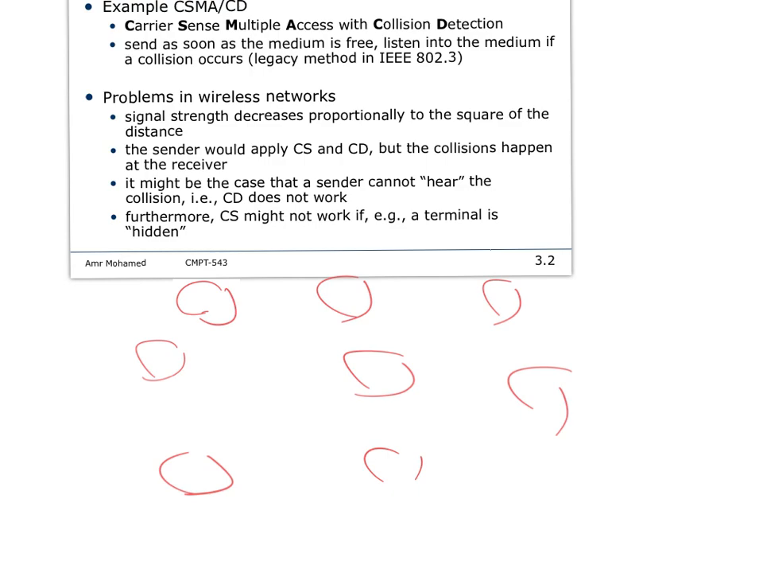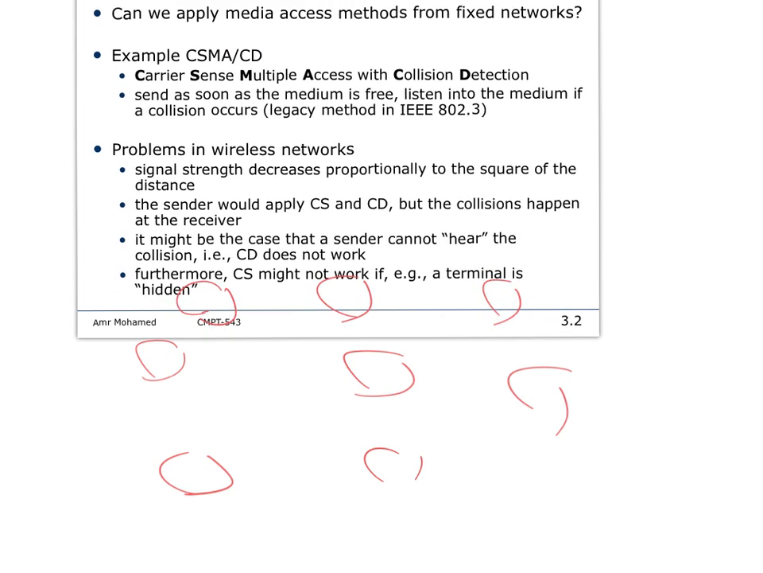So we cannot use collision detection similar to wired. What we do is use collision avoidance. That's why IEEE 802.11 doesn't use collision detection.